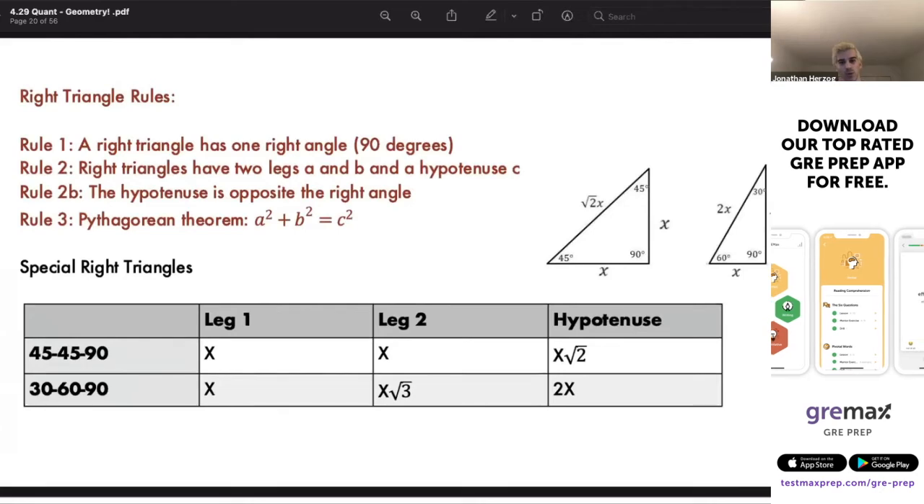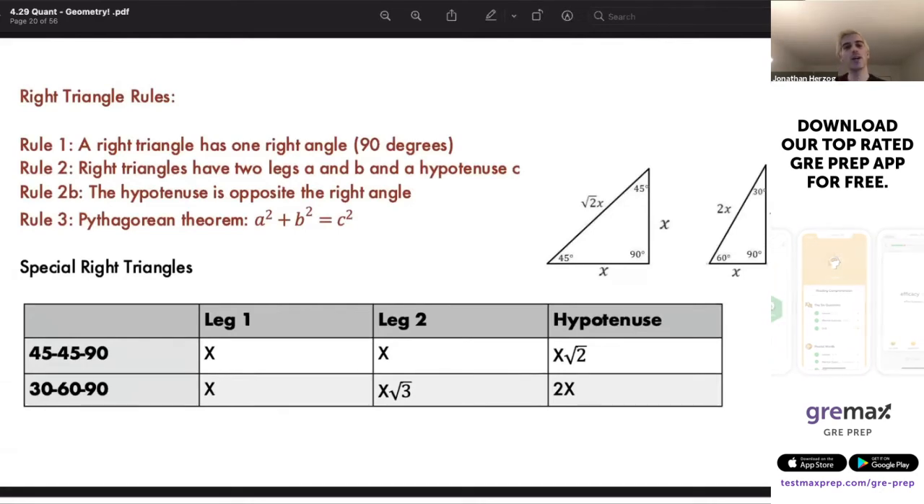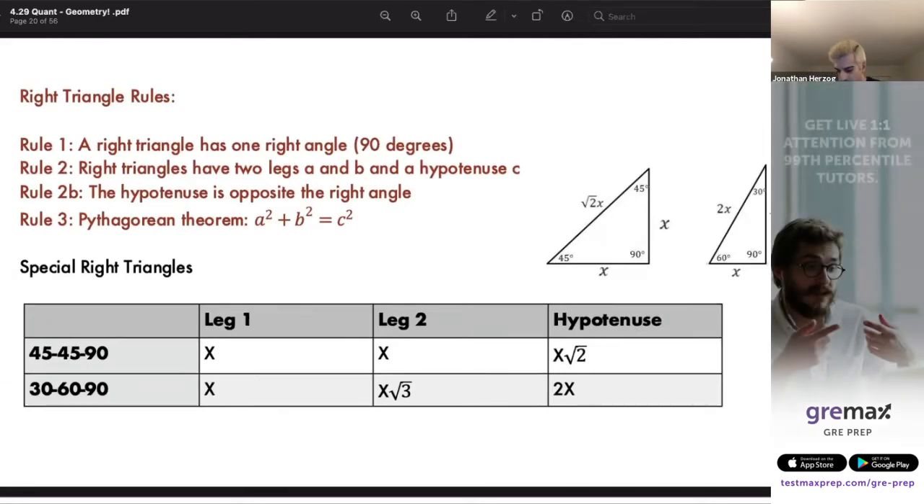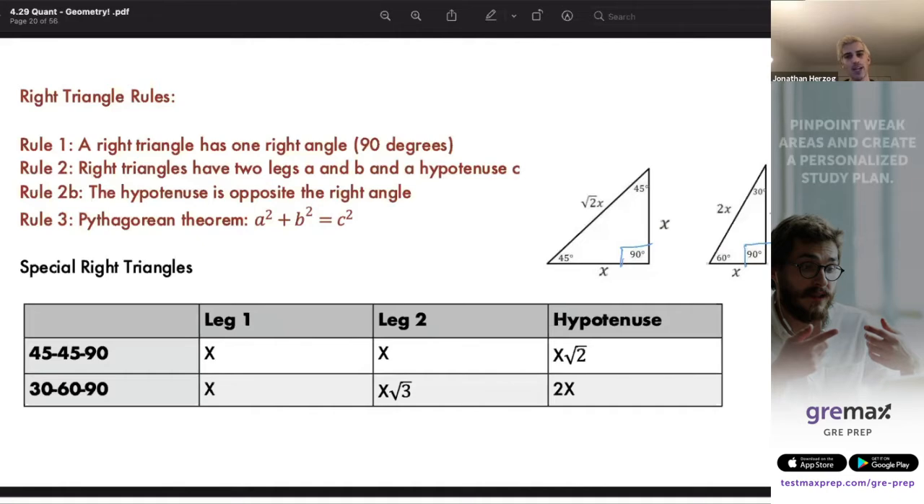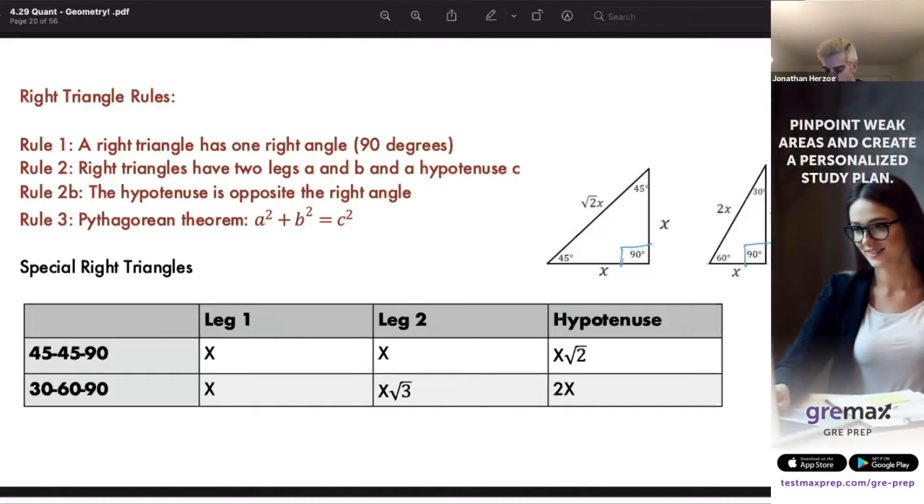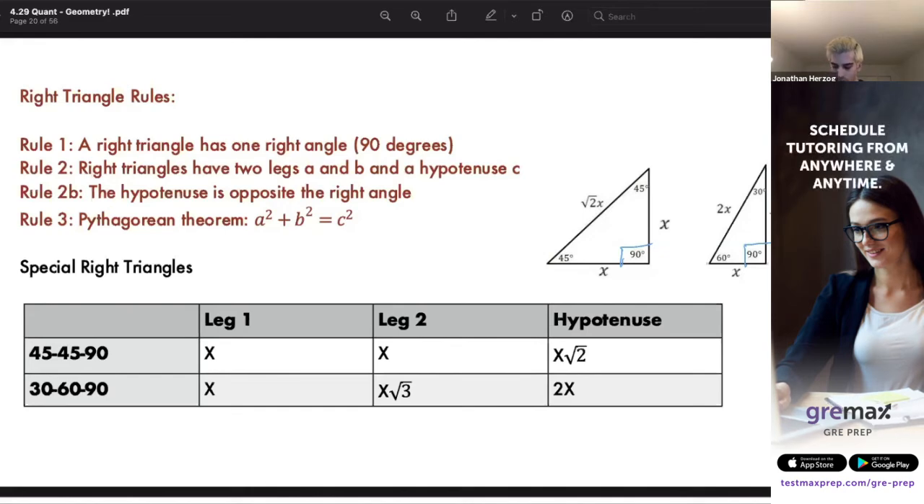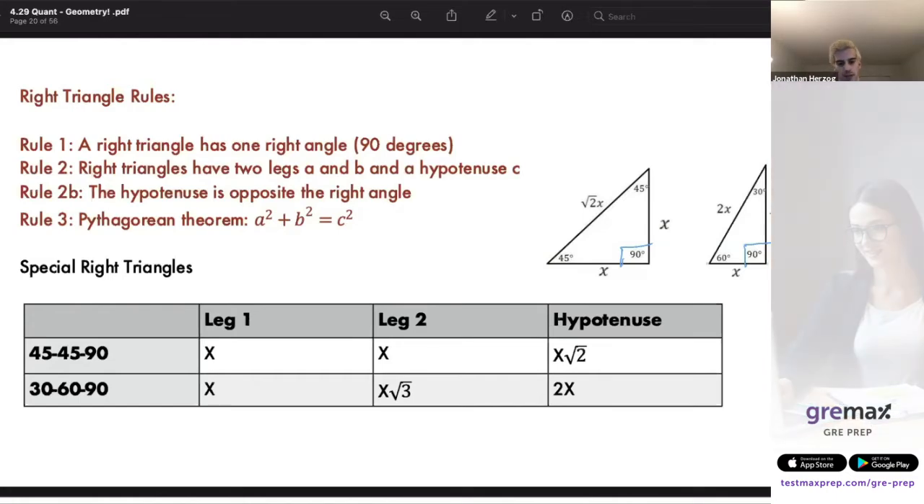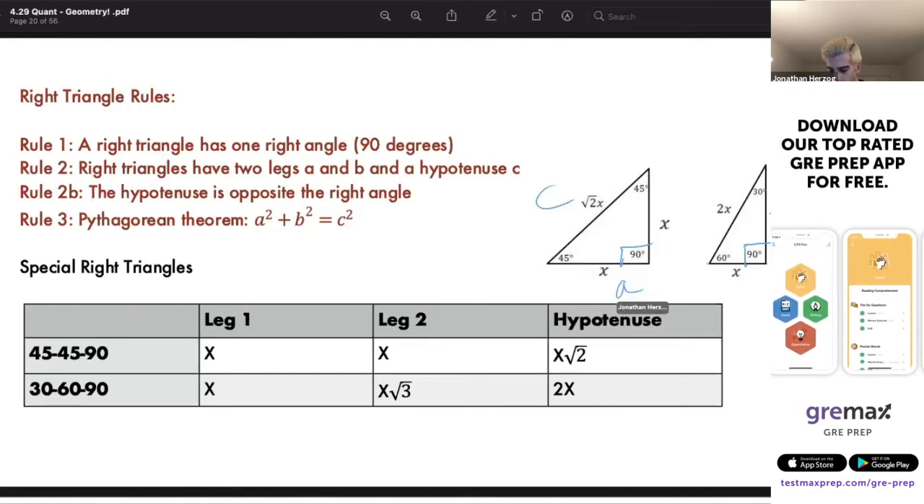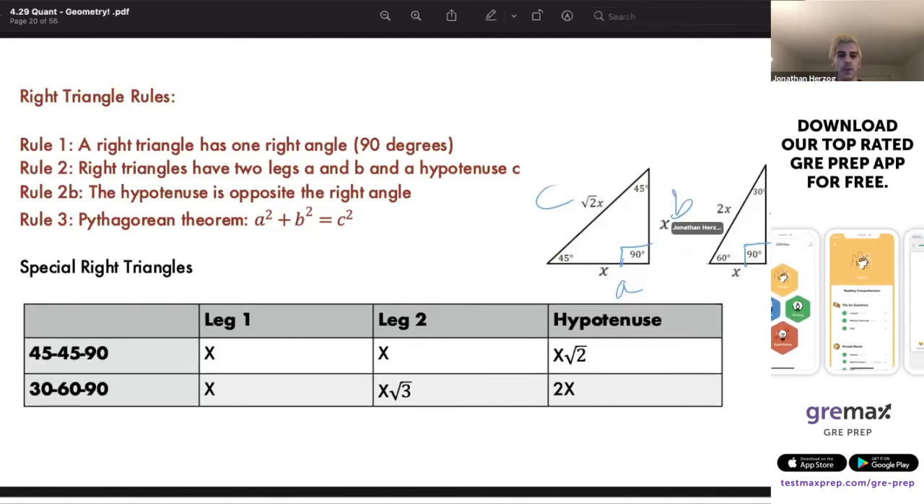Right triangle rules. Rule number 1 of right triangles: a right triangle has one right angle, that famous 90-degree corner. Rule number 2: a right triangle has 2 legs, legs A and B, and a hypotenuse we call C. The hypotenuse, rule 2b, is opposite that right angle. That right angle is the only right angle in the right triangle. So we can call this C, we can call this A, we can call this B.